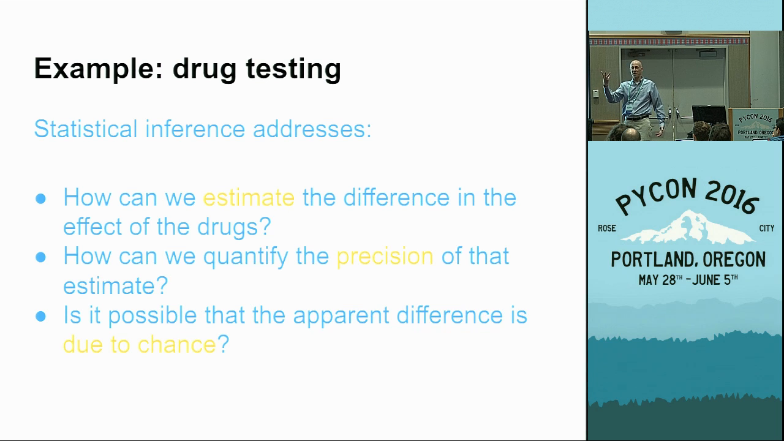So those are the three parts of statistical inference. How big is the effect? How sure are we about that? And is it possible that we're being fooled by chance, that what we're seeing is actually just random noise and we're seeing a pattern where there is no pattern?